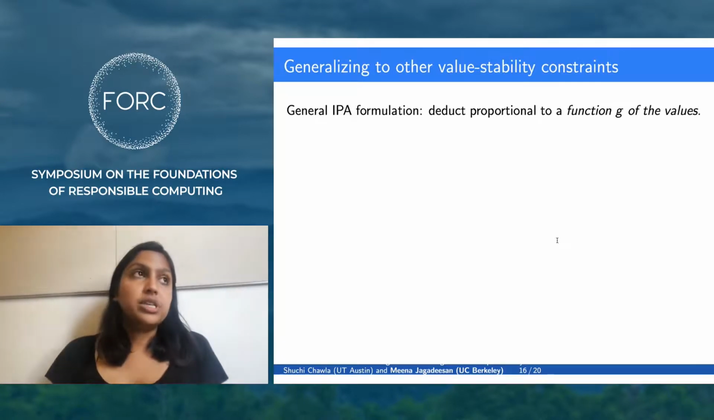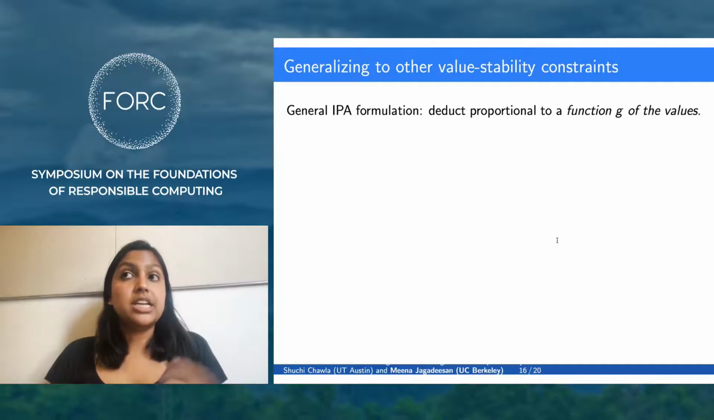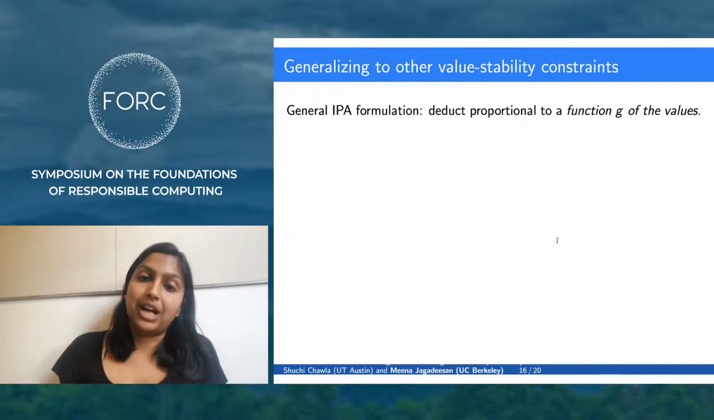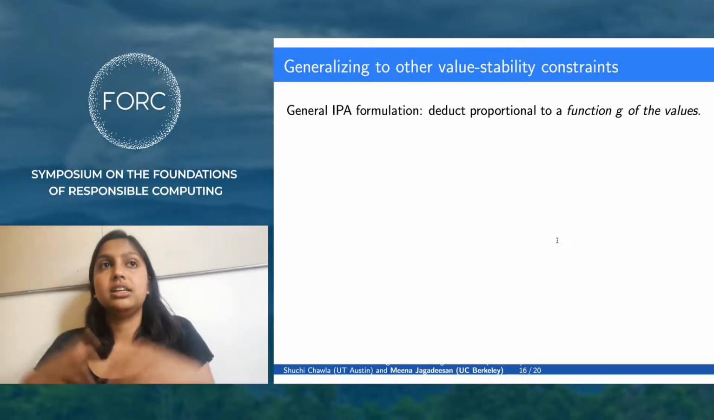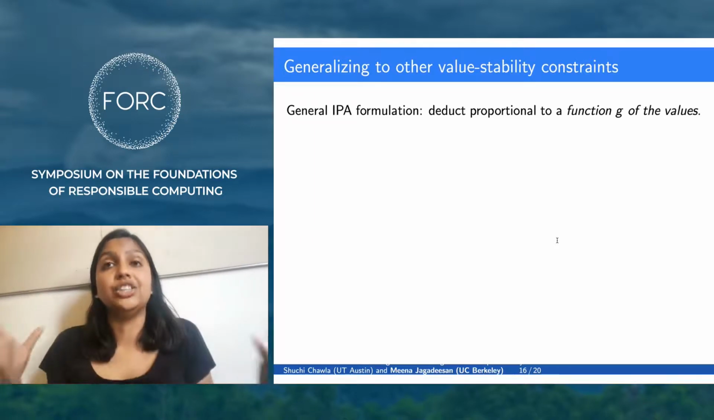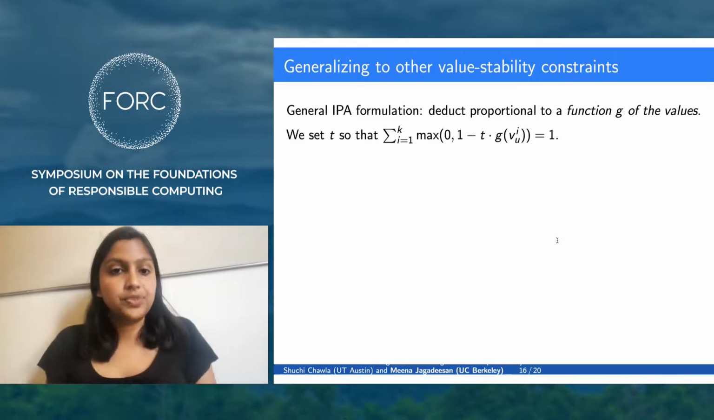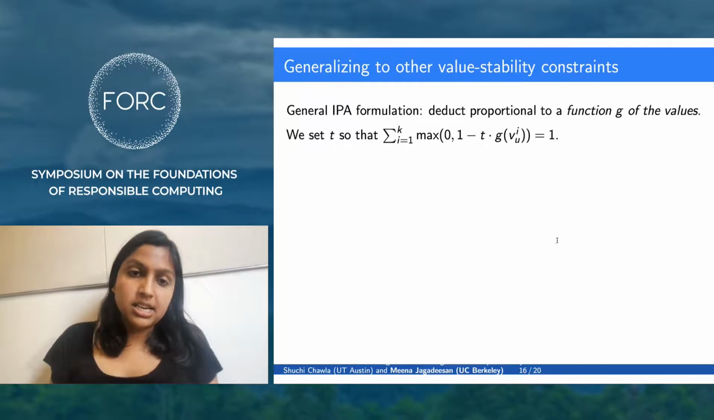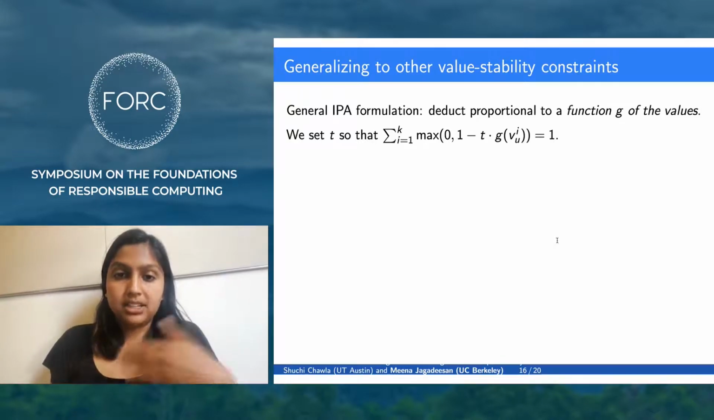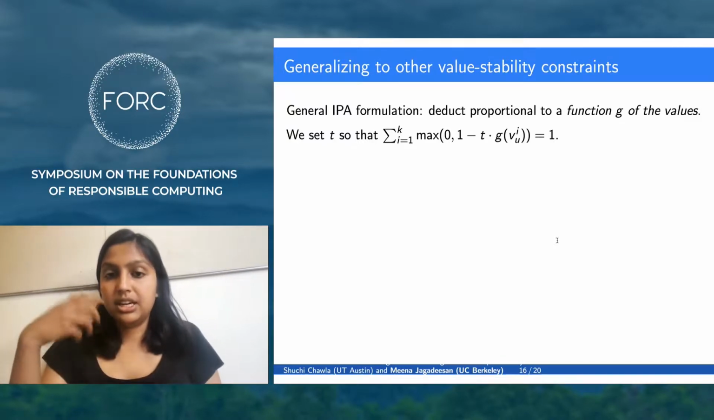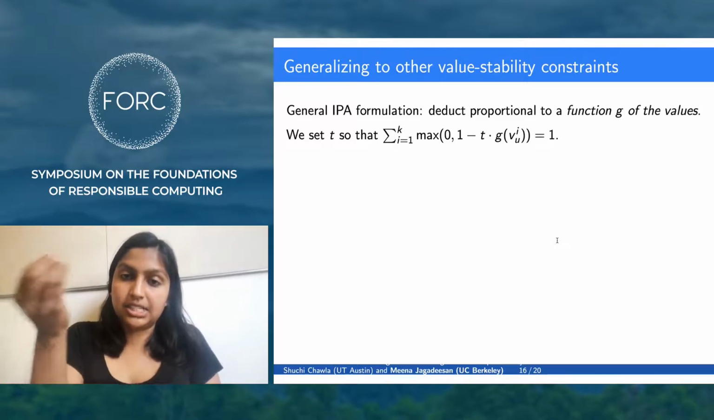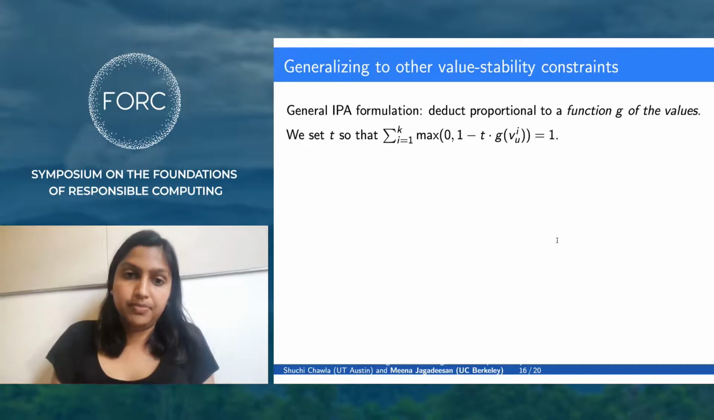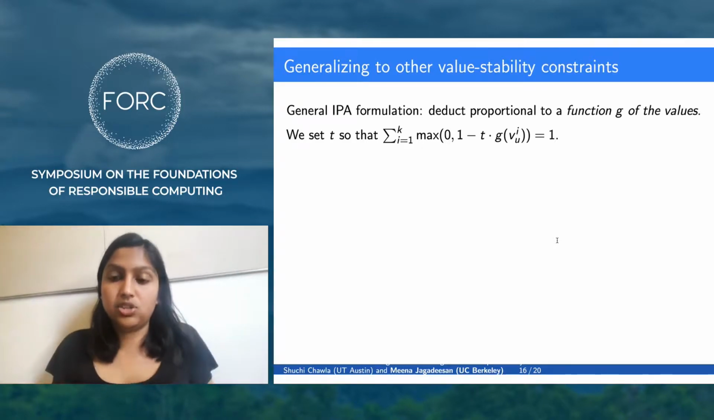So far we considered deducting proportionally to the inverse of the values, but we can generalize inverse proportional allocation to deduct proportionally to a function g of the values. And the reason we do this is to capture a more rich range of value stability constraints. So we set t so that the sum of max of 0 and 1 minus t times this function applied to the value that the advertiser i places on the user is 1. So it takes the same structure as before.